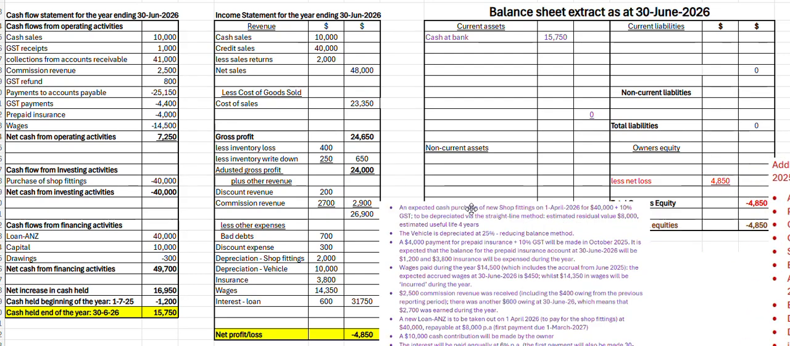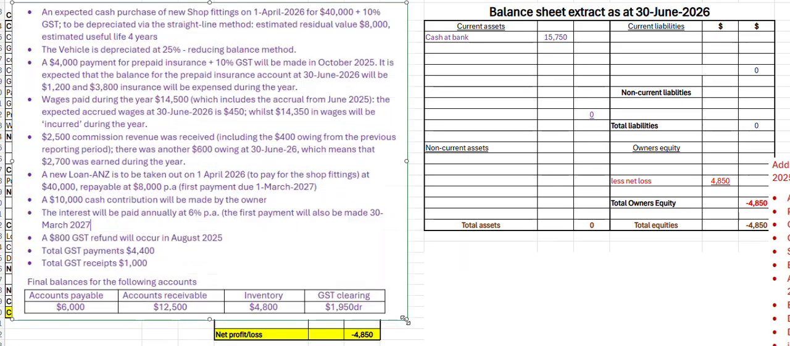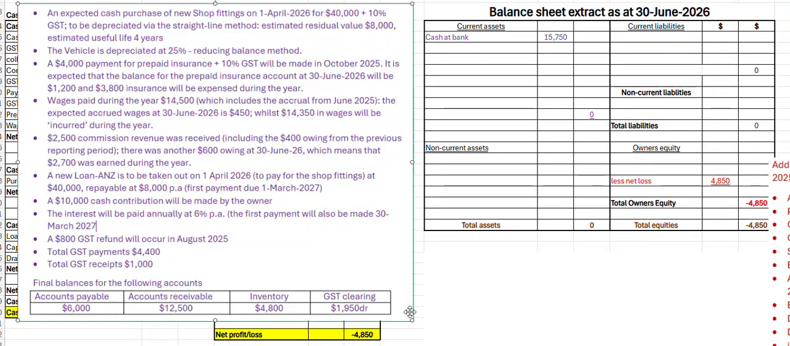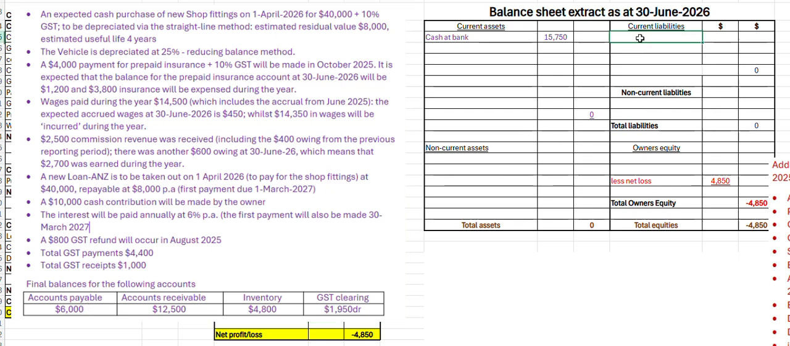Then I'm just going to highlight the fact that we've been issued with some closing balances, which is often the way it rolls in a budgeted question. So down the bottom here, we've got a final accounts payable balance that we're budgeting for. That's a current liability, an obligation to pay your suppliers, for $6,000.